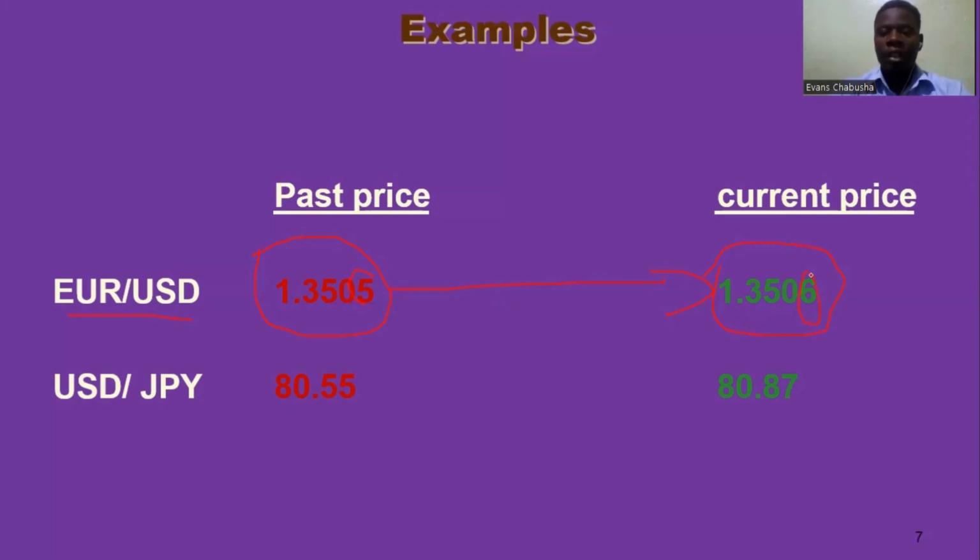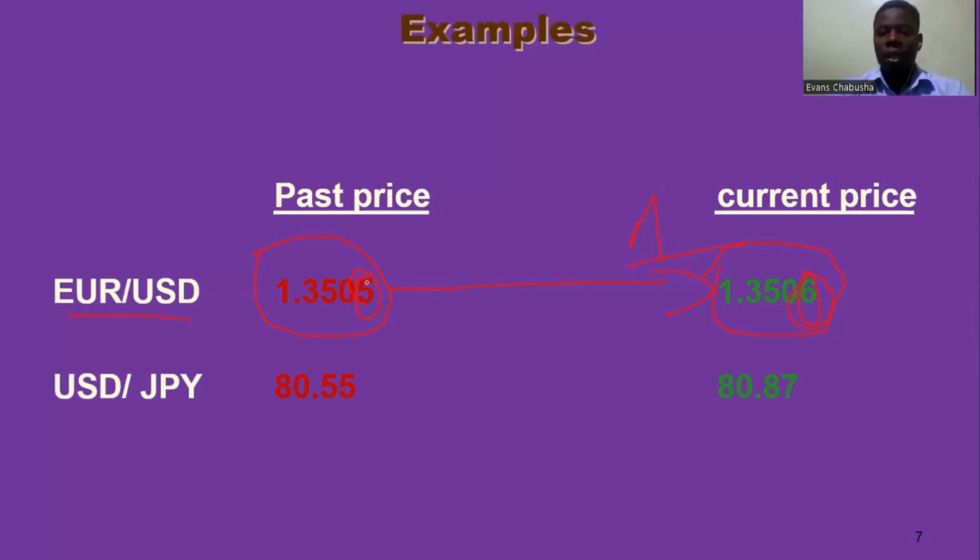This exchange rate has moved by 1 pip. Remember, for all the currency pairs except the JPY pairs, 1 pip is the last decimal, the fourth decimal place. The fourth decimal place here is 5. So you look at the change. How has the last decimal place changed? It has changed by 1. It was 5, it is now 6. So it has gained 1, meaning this price has gained 1 pip.